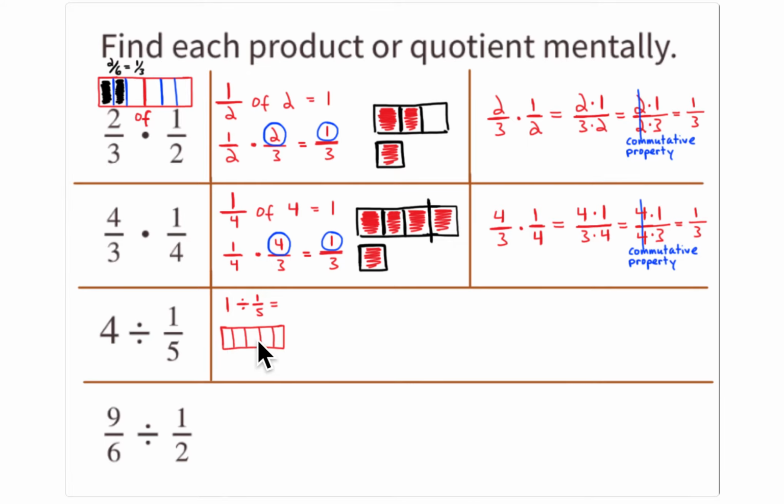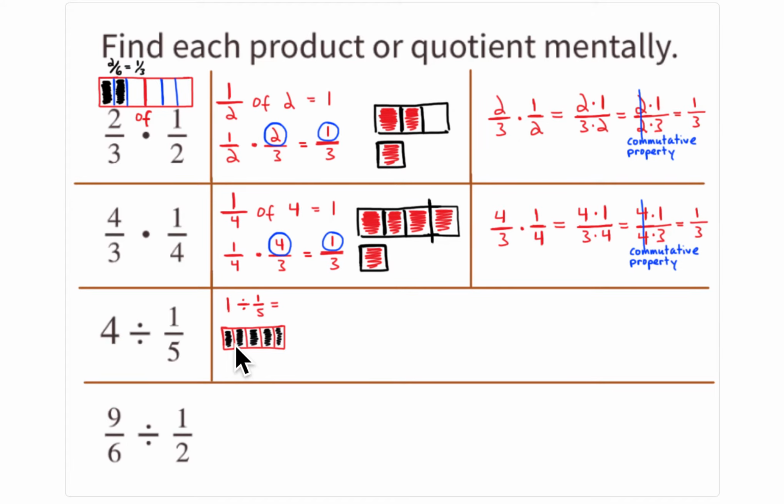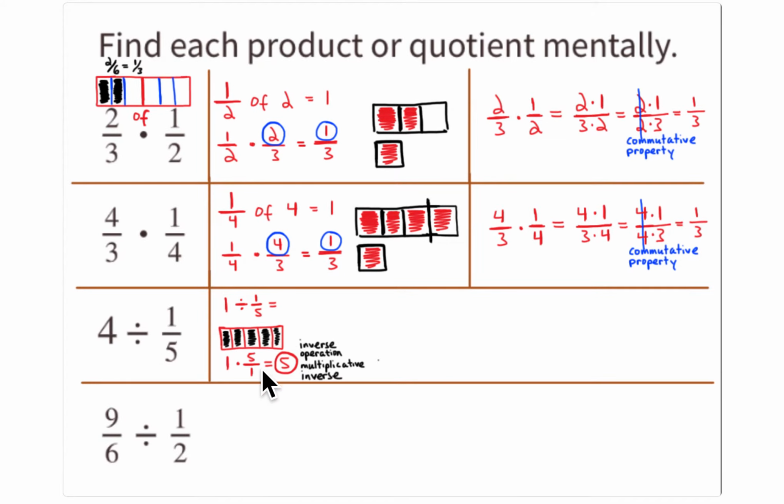Well, how many fifths are there? Because that's what that says. 4 divided by 1/5 is how many fifths do I get out of these 4 things? And that's what division means. You're measuring out how many fifths you have. Or 1 divided by 1/5 is how many fifths do I get out of this one thing? Well, you get 5 of them. So there's 5 fifths.